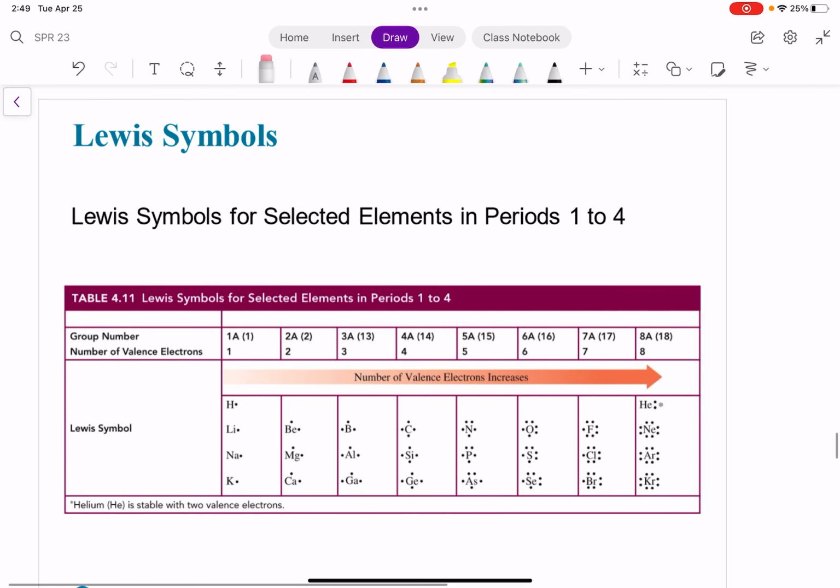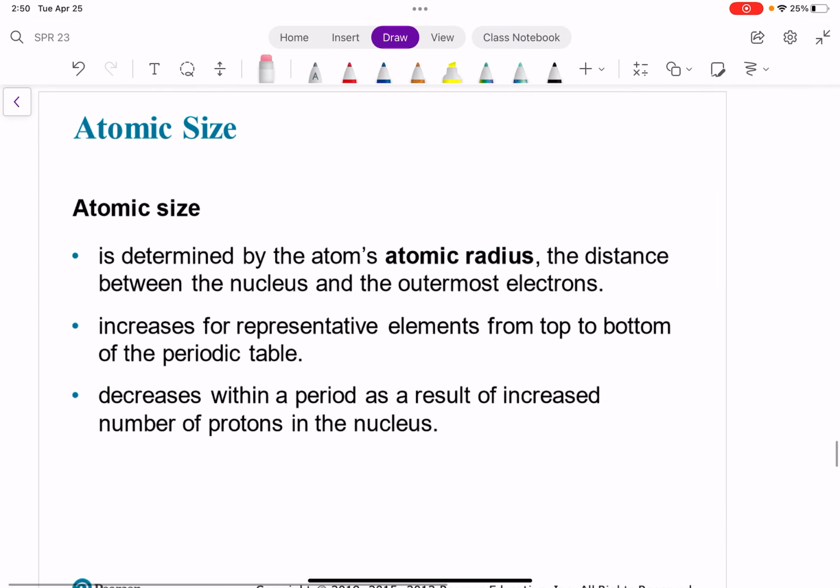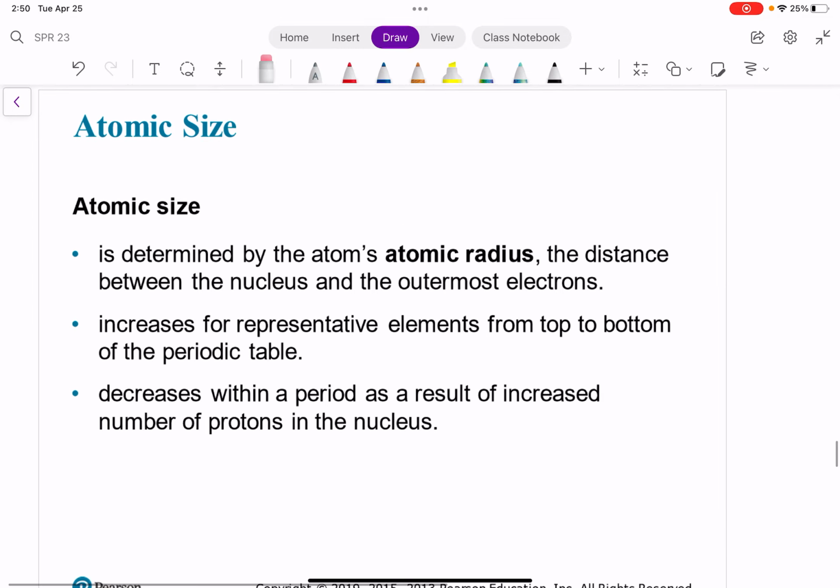Okay, this is just showing some of the Lewis symbols for different elements in periods 1 to 4. You can see as you go to the right on the periodic table, the number of valence electrons is increasing. And why is that? Well, that's because our group number is getting higher and higher as we go to the right. So kind of makes sense, right? So you can look at that on your own time as well if you want to look at that more.